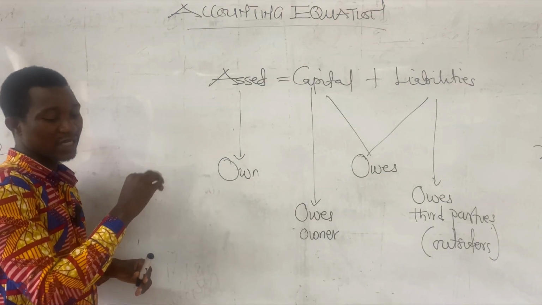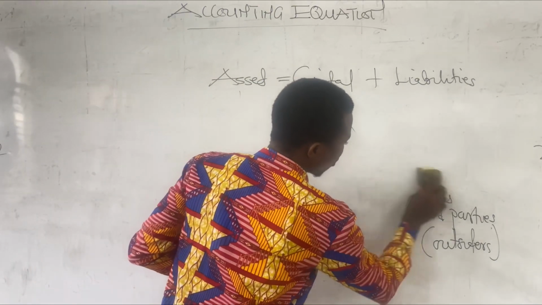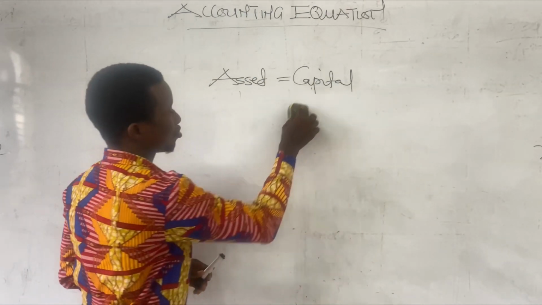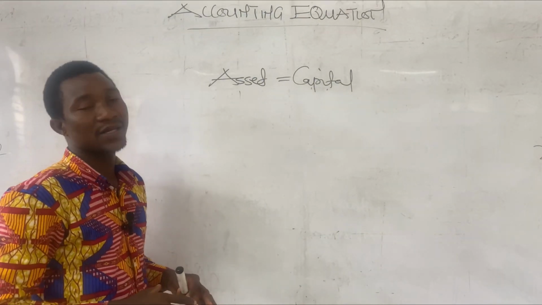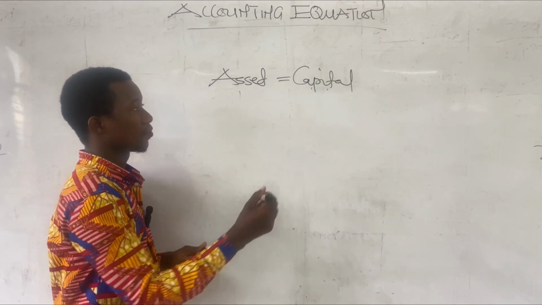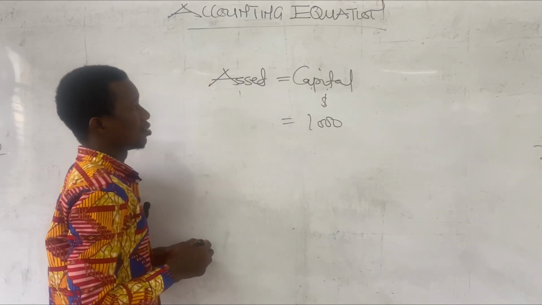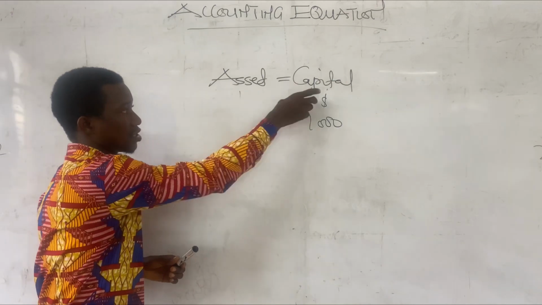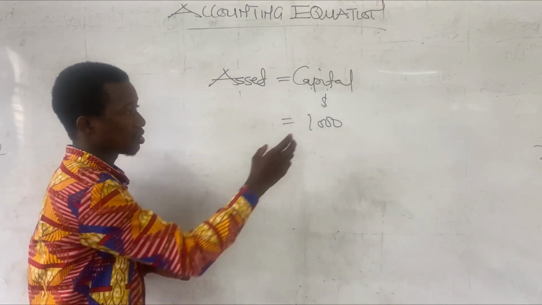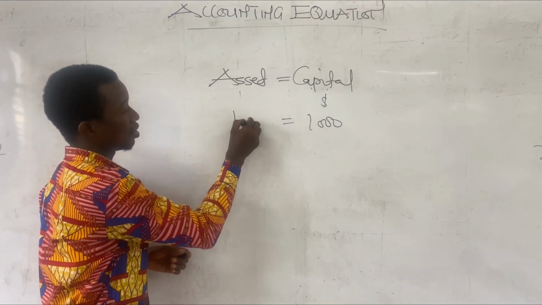So with this small explanation, we can say that without the business owing any amount to the outsiders, total assets is equal to capital. So if the owner decided to introduce $1,000 as capital into the business, okay, so capital becomes $1,000. We are saying that total assets is equal to capital when there is no liability. This happens because the money introduced is cash, and cash is an example of an asset.